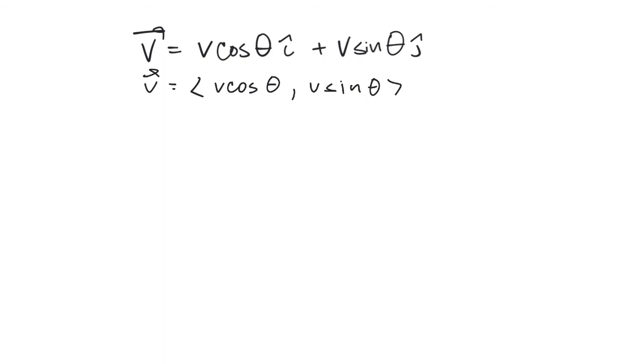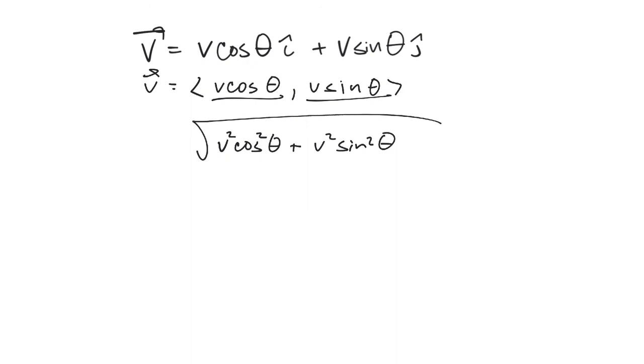But anyway, we're going to do the Pythagorean theorem on this. Our two components are v cosine theta and v sine theta. So I'm going to square those. v cosine theta squared is v squared cosine squared theta, plus v squared sine squared theta. Easy peasy. Take the square root.